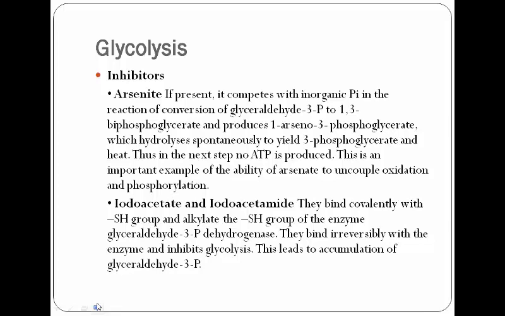Secondly, iodoacetate and iodoacetamide can also inhibit the reaction. How? They bind covalently with or alkylate the thiol group of the enzyme. What enzyme? Glyceraldehyde 3-phosphate dehydrogenase. Because of this, accumulation of glyceraldehyde 3-phosphate occurs, and the process is inhibited.